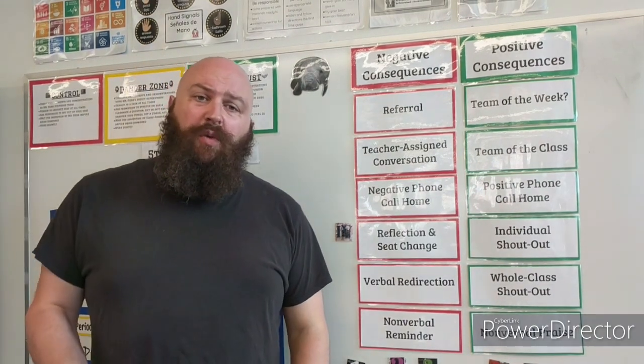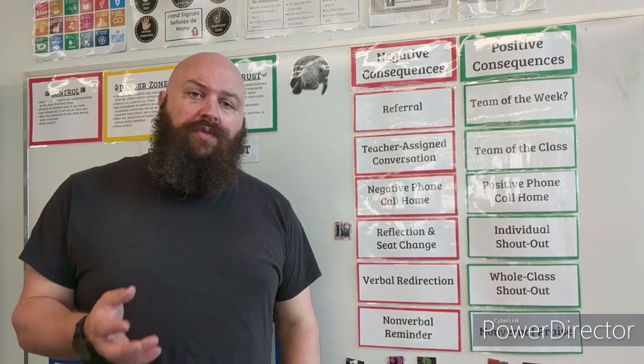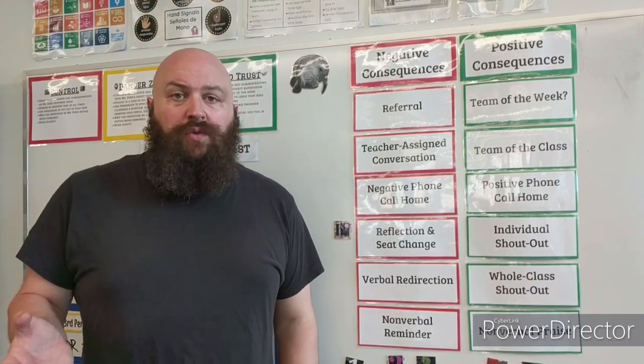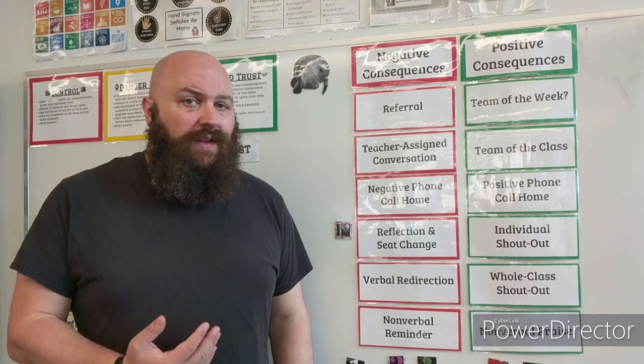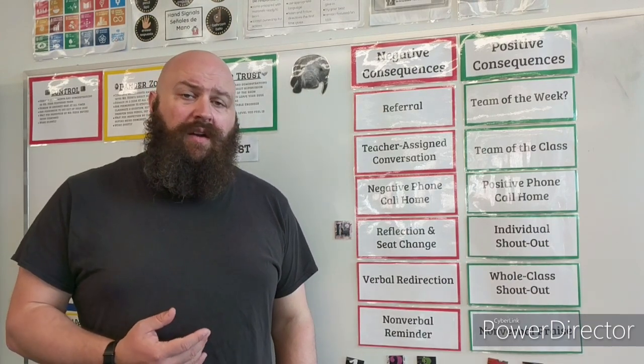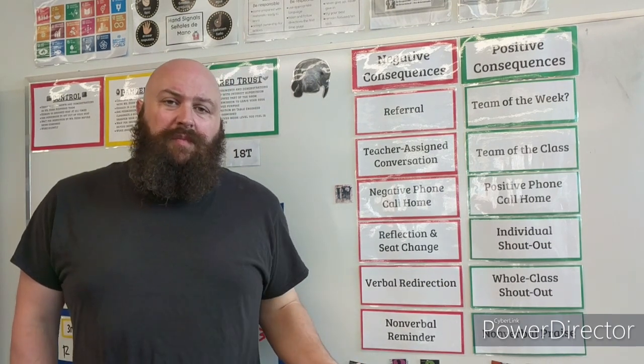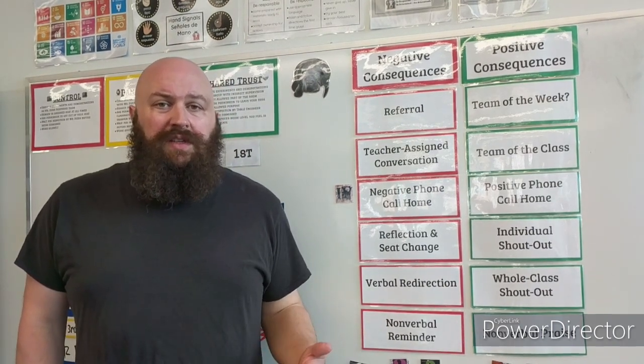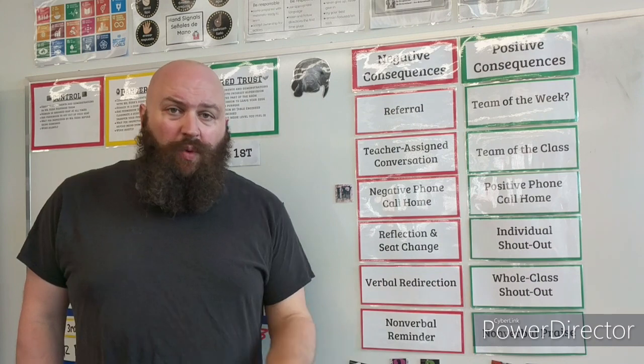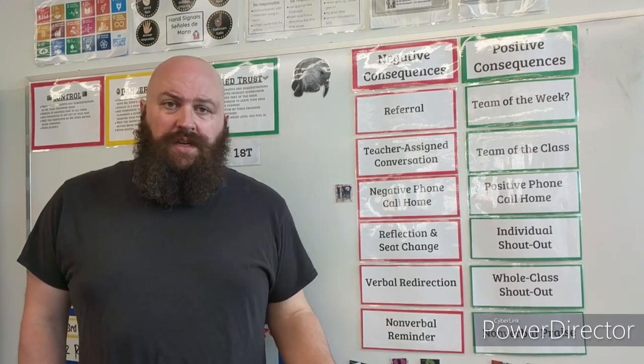The question people always ask about this is, what do you do if it's only 1 or 2 students at a table who are causing that table to move up on the negative side of the ladder? So say, for example, table 4 ends up on negative phone call, and that's primarily because there were 1 or 2 students that were really, really struggling that day, and no matter what the team did, nothing was changing.